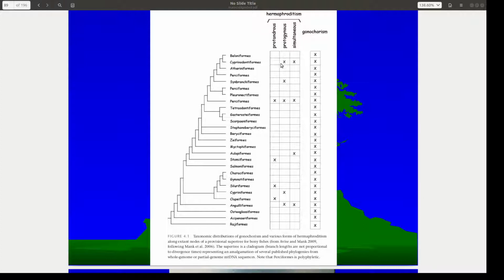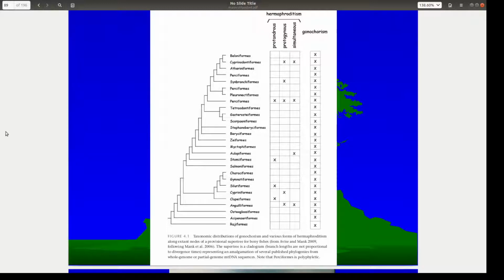So the cyprinodontiforms are killifish and livebearers. Synbranchiforms are the swamp eels, perciforms, perch-like fish. Aulopiforms are the lizardfish. Stomiiforms are deep sea fish, diverse body form, hatchetfish, and others. The siluriforms are catfish. The cypriniforms are carp, freshwater fish. Clupeiforms are the herring and anchovies. And the anguilliforms are the true eels. So these are the hermaphroditic groups, either simultaneous or sequential hermaphrodites.